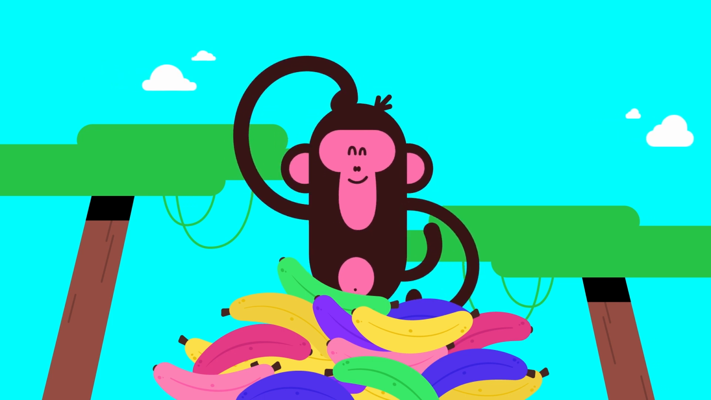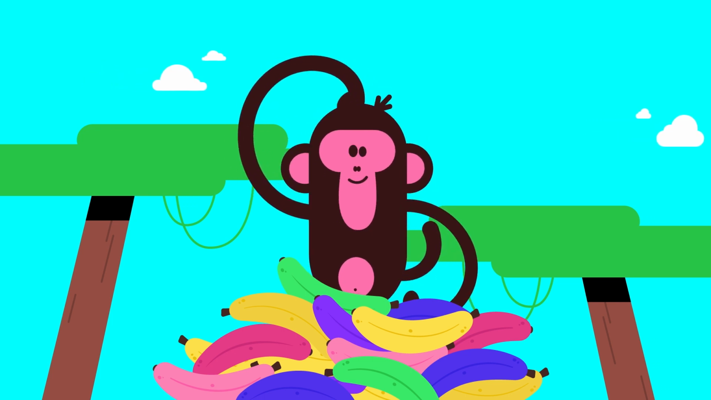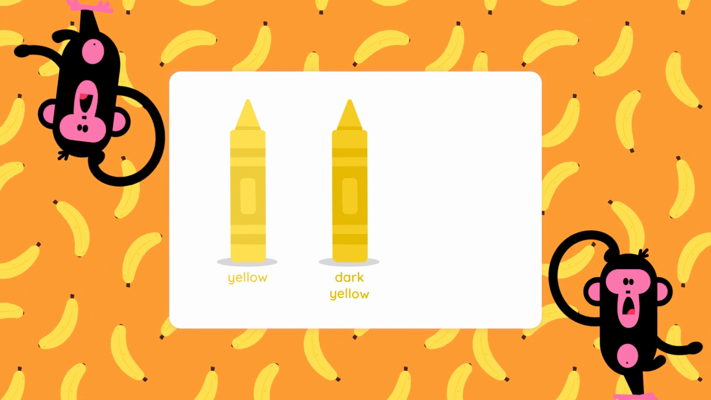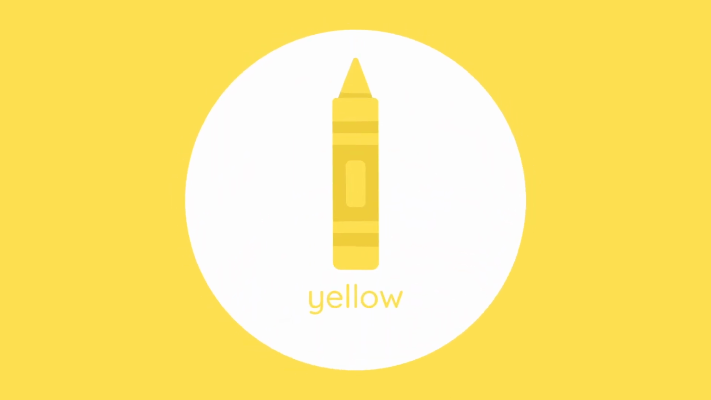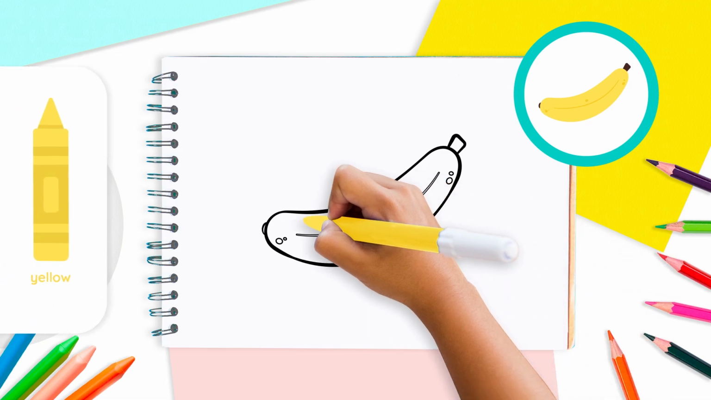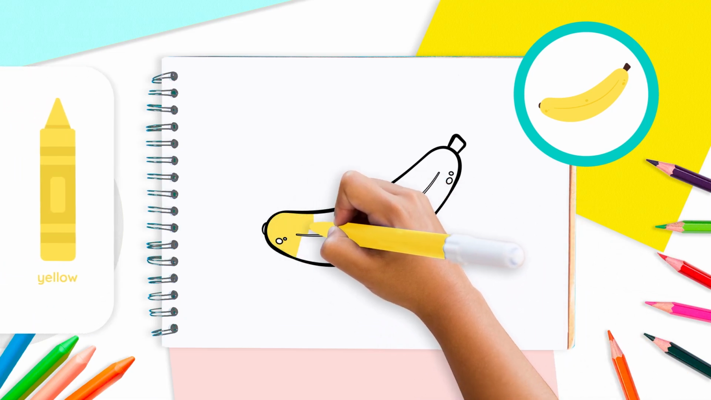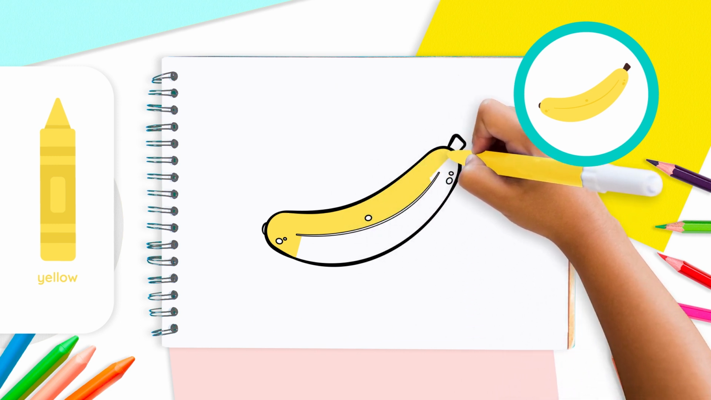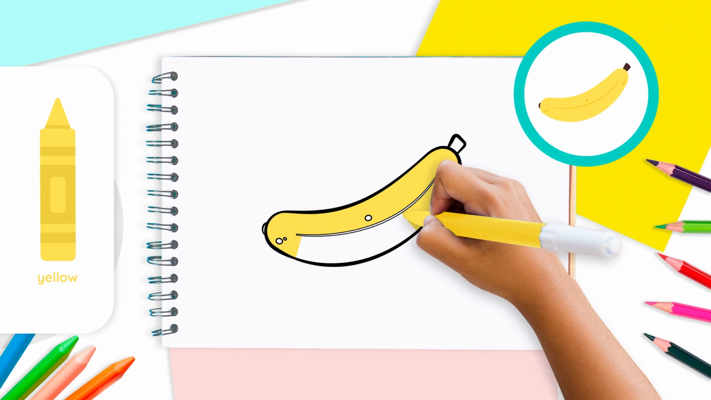You can follow our suggestions or create your own color scheme. It's up to you. For our banana, we will be using yellow, dark yellow, and brown. First, use the yellow crayon to color the entire body of our banana. Don't forget to draw around the little ovals we added before. That looks great!